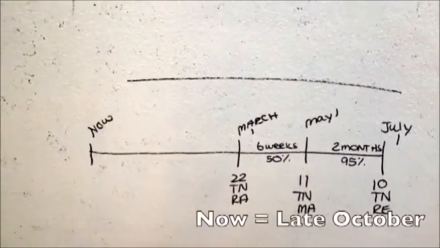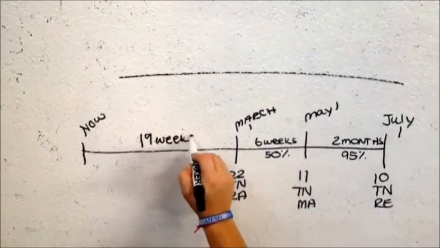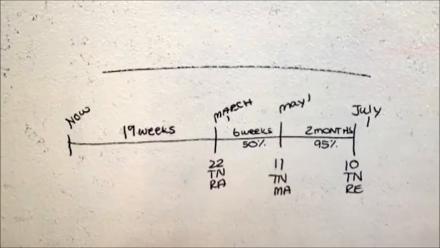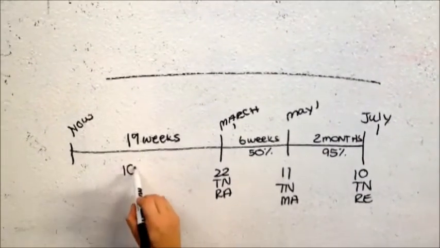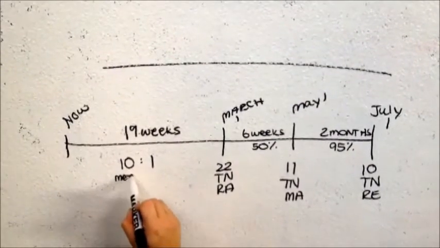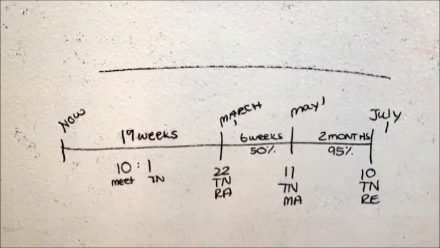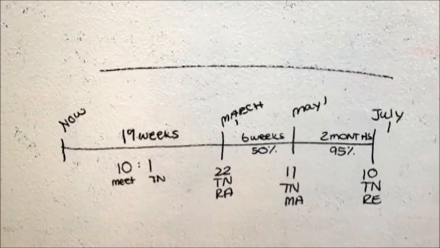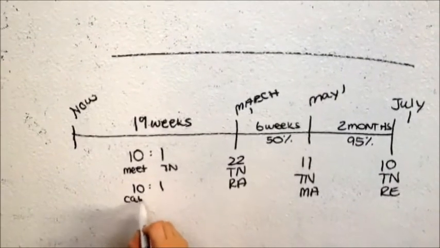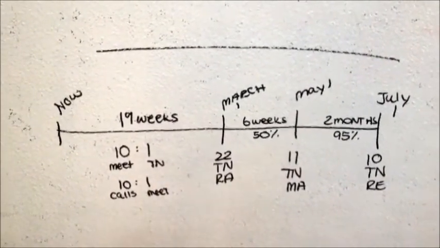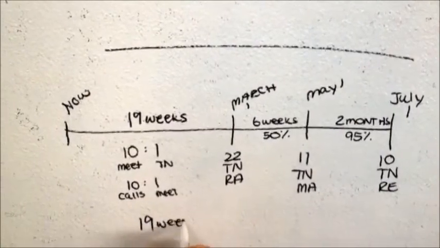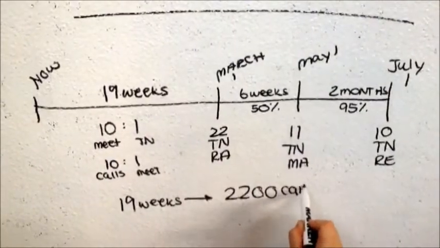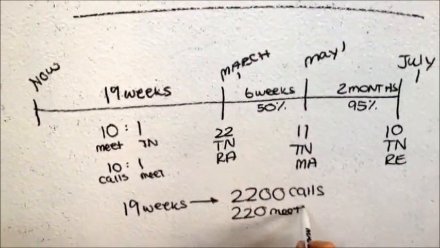So what do I have to do between now and March 1st to raise these 22 TNs? I know I have to meet with a certain amount of companies to raise 1 TN. Let's pretend this is 10 meetings for 1 TN. I also know that I have to make a certain amount of calls to companies in order to book those meetings. Let's say that it takes me 10 calls in order to book 1 meeting. So I know over the next 19 weeks to raise 22 TNs, I need to make on average 2,200 calls and go on 220 meetings.